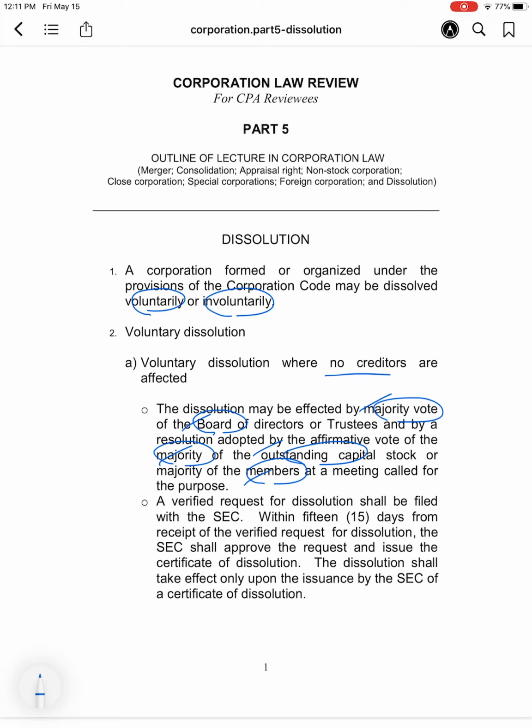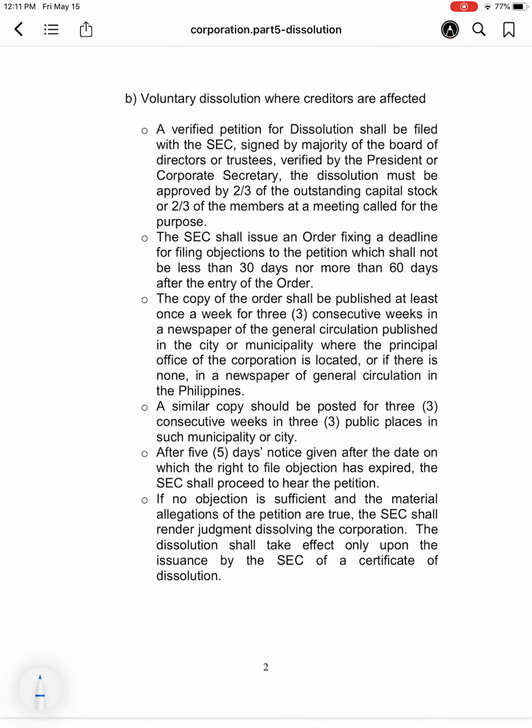A verified request for dissolution, so magfa-file ng request for dissolution, shall be filed with the SEC. Within 15 days from receipt of the verified request for dissolution, the SEC shall approve the request and issue the certificate of dissolution. The dissolution shall take effect only upon the issuance by the SEC of a certificate of dissolution. So, kailangan merong certificate of dissolution. Next page.